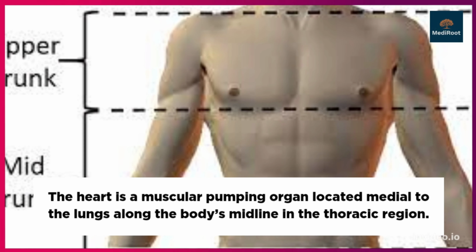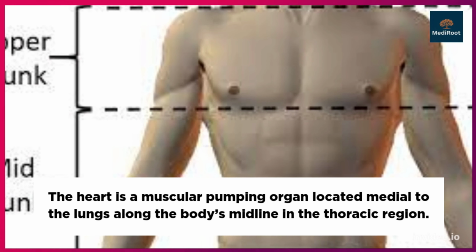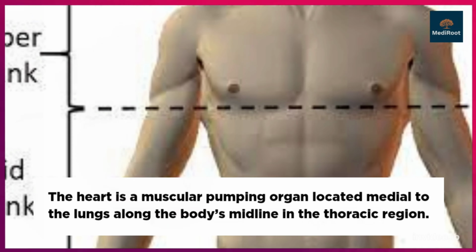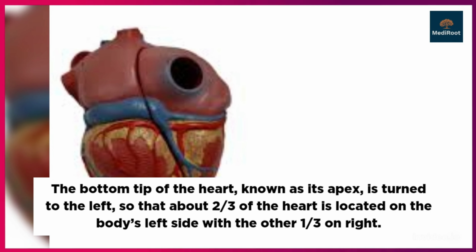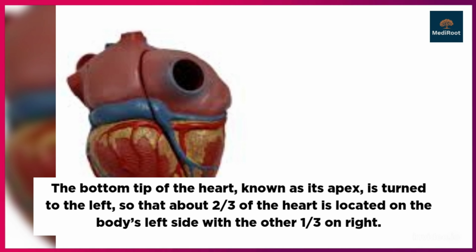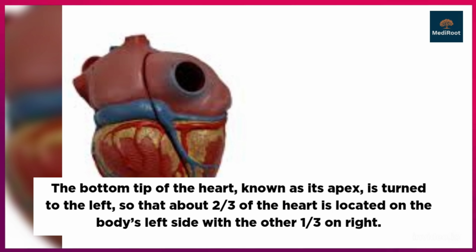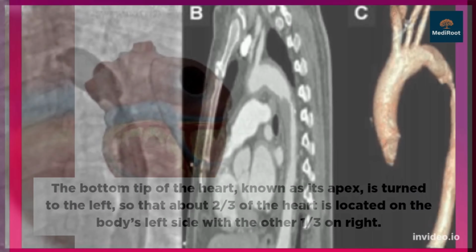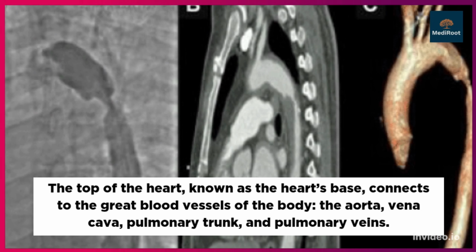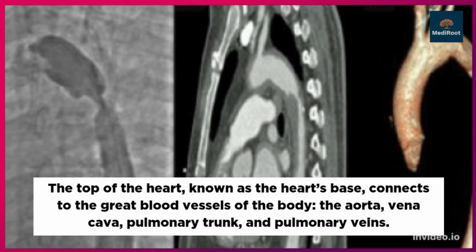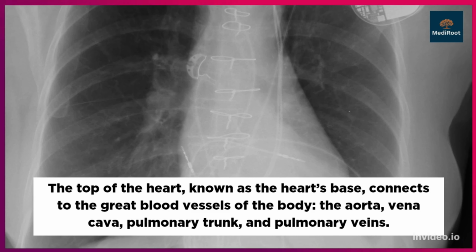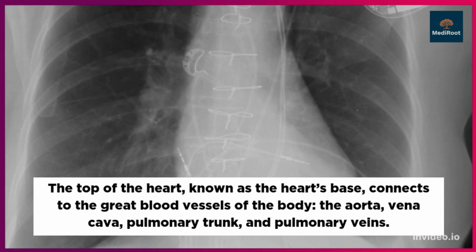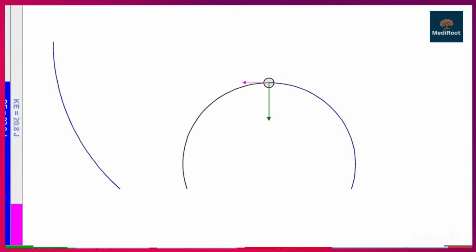The heart is a muscular pumping organ located medial to the lungs along the body's midline in the thoracic region. The bottom tip of the heart, known as its apex, is turned to the left, so that about 2/3 of the heart is located on the body's left side with the other 1/3 on the right. The top of the heart, known as the heart's base, connects to the great blood vessels of the body, the aorta, vena cava, pulmonary trunk, and pulmonary veins.